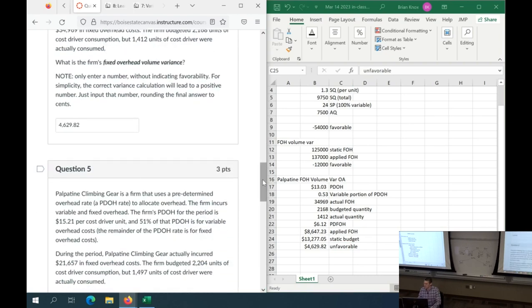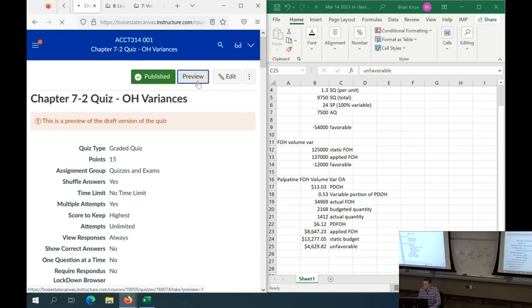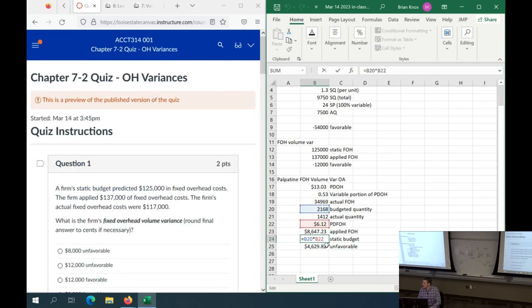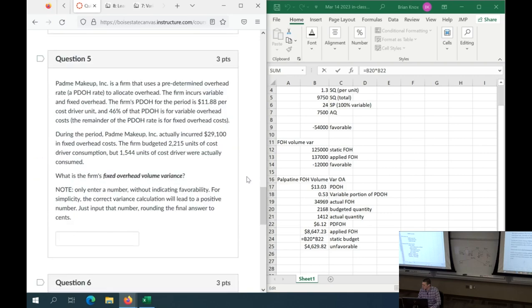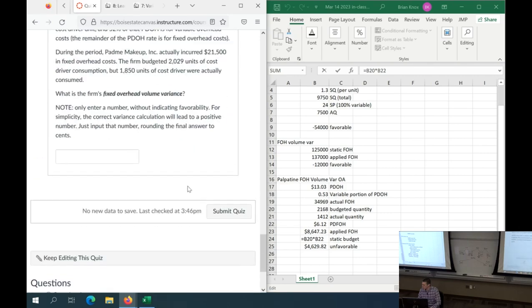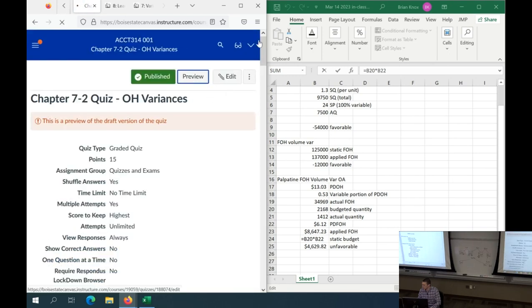All right, let's jump into a spending question. We'll do it open answer as well. Can you just show what the static budget was? Yeah. It's just this fixed portion of PDOH, the fixed PDOH rate times the budgeted quantity of cost driver consumption. Okay, fixed overhead volume, struck out again. All right, let's try the fixed overhead spending variance. We need that. And I want an open answer one.